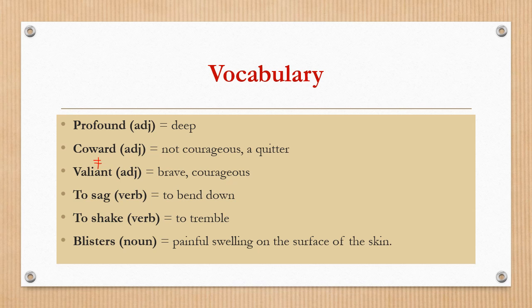As a verb, to sag means to bend down, to shake or to tremble. For example, he shook at the announcement of the results. He trembled. And finally, the last word, which is a noun, blisters, are painful swelling on the surface of the skin. For example, when you say, I have blisters on the sole of my feet. So that's a swelling that hurts actually.